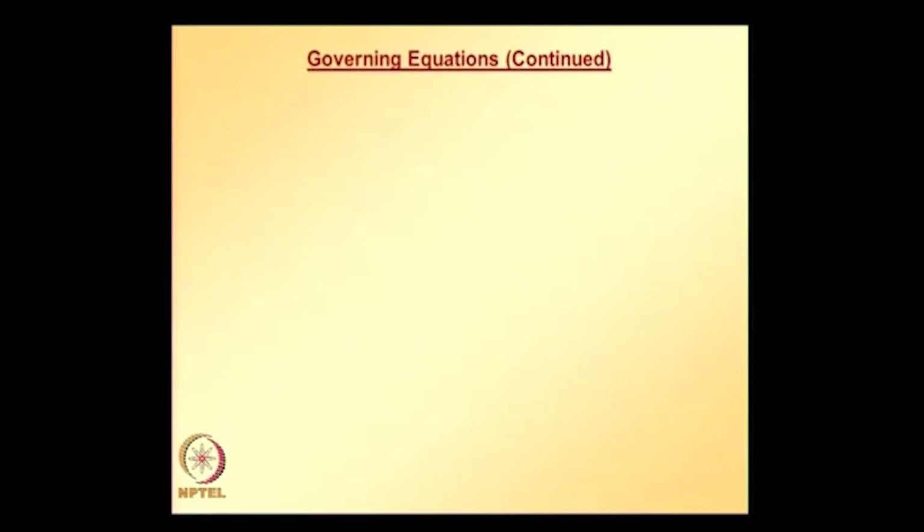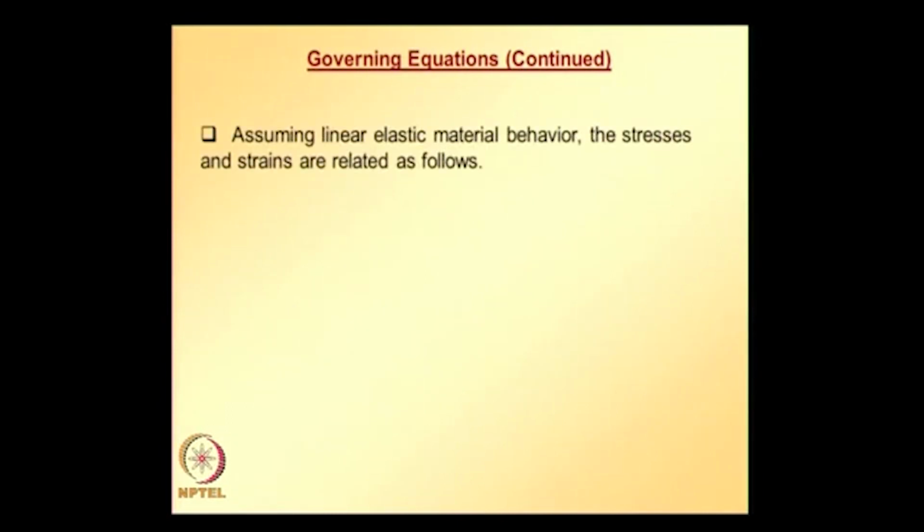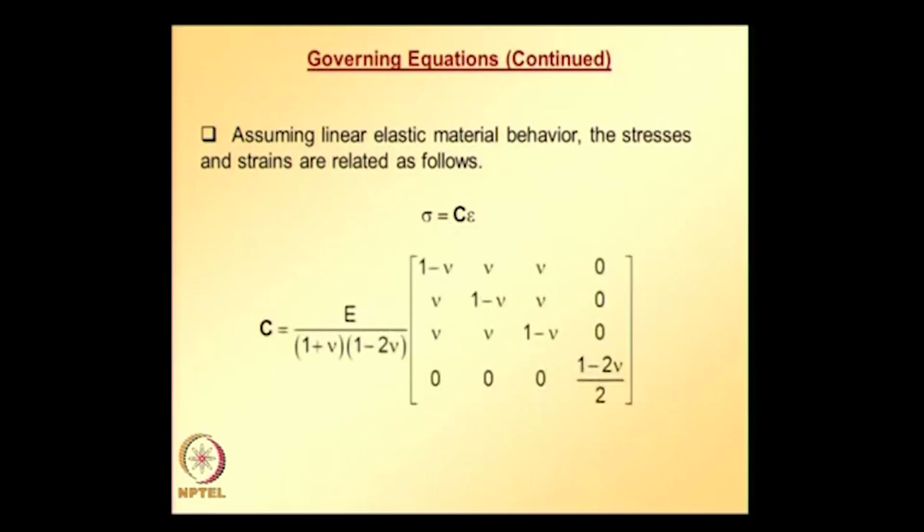And next we need to know the constitutive matrix assuming linear elastic material behavior. Stresses and strains are related via this equation, sigma is equal to C times epsilon, where C is the constitutive matrix which is going to be a function of two material parameters, Young's modulus and Poisson's ratio. For the axisymmetric problem, the constitutive matrix is going to be 4 by 4 in dimension because there are 4 stress components and 4 strain components.